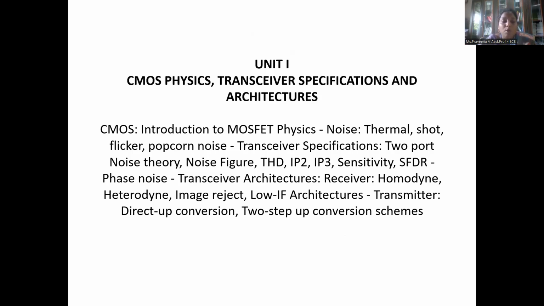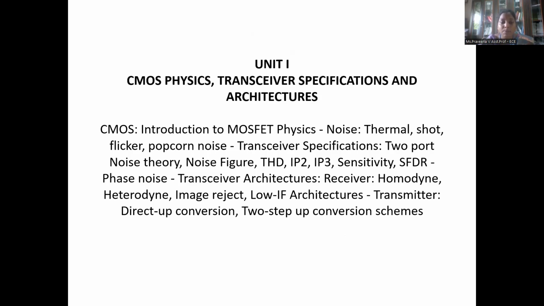It begins with the introduction of CMOS technology and MOSFET physics. It explains how MOSFET devices operate and forms the basis of integrated RF circuits. It also covers various noise sources in electronics, including thermal noise, shot noise, flicker noise, and popcorn noise, which affect the signal quality and receiver performance.